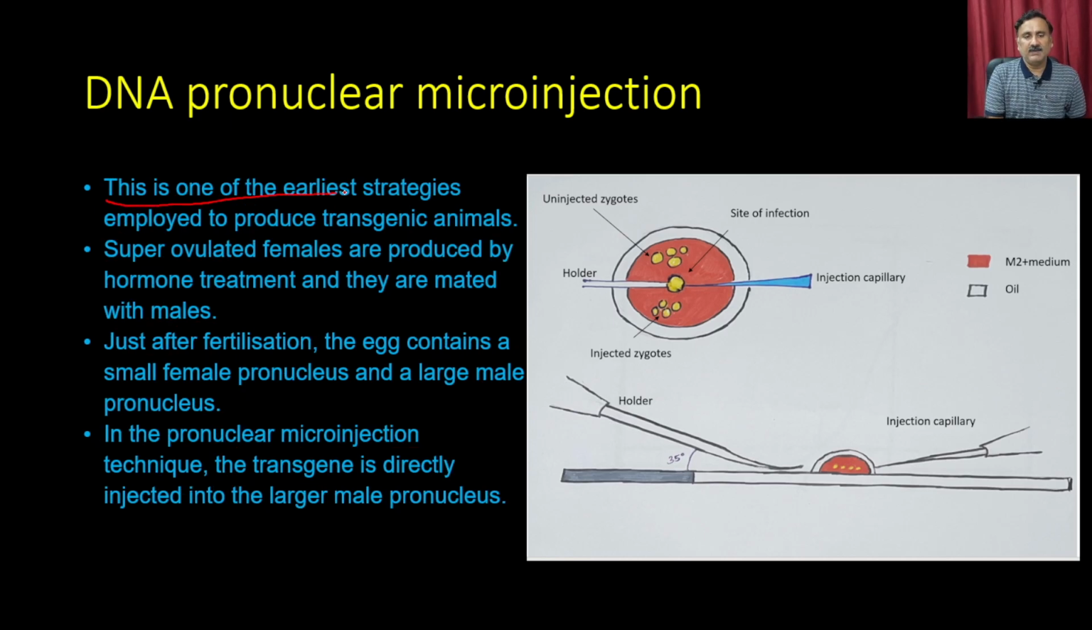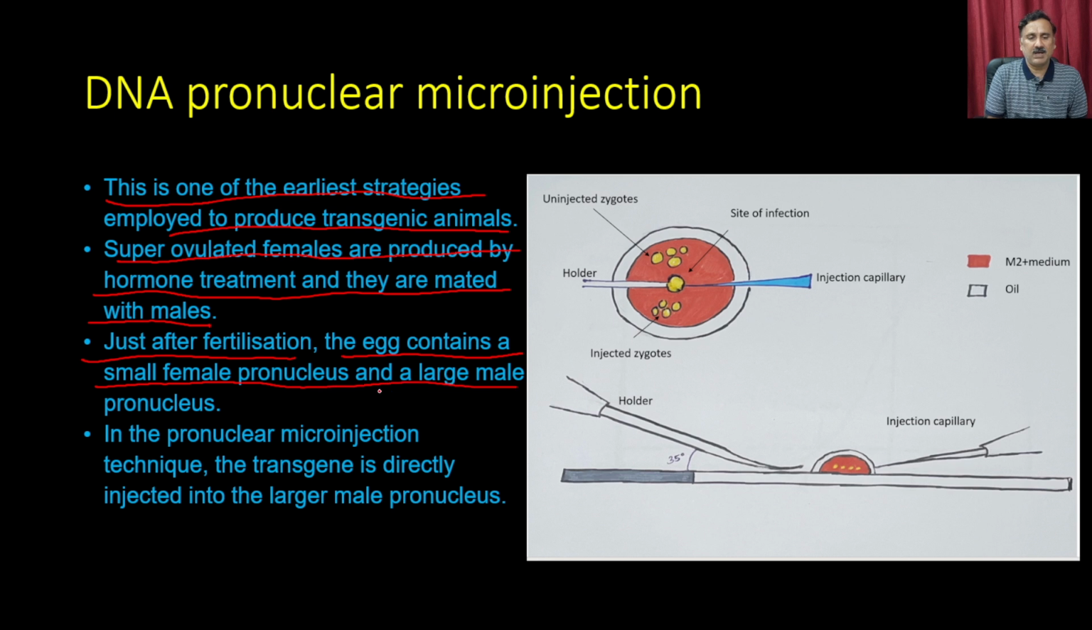This is one of the easiest strategies employed to produce transgenic animals. Super ovulated females are produced by hormone treatment, and they are mated with the males. Just after fertilization, the egg contains a small female pronucleus and a large male pronucleus. In the pronuclear microinjection technique, the transgene is directly injected into the large male pronucleus.